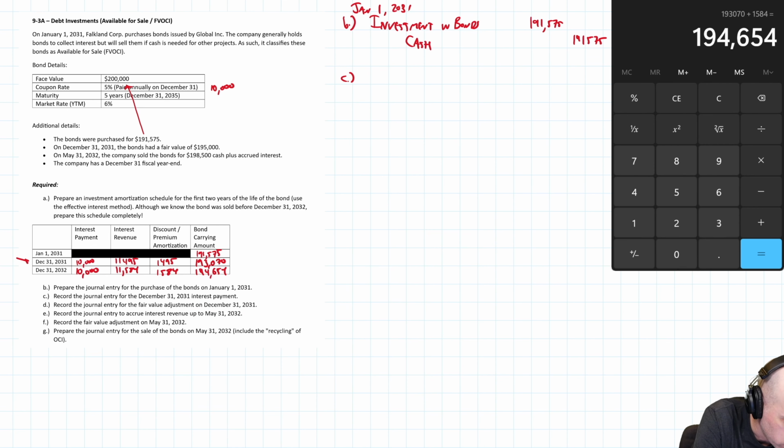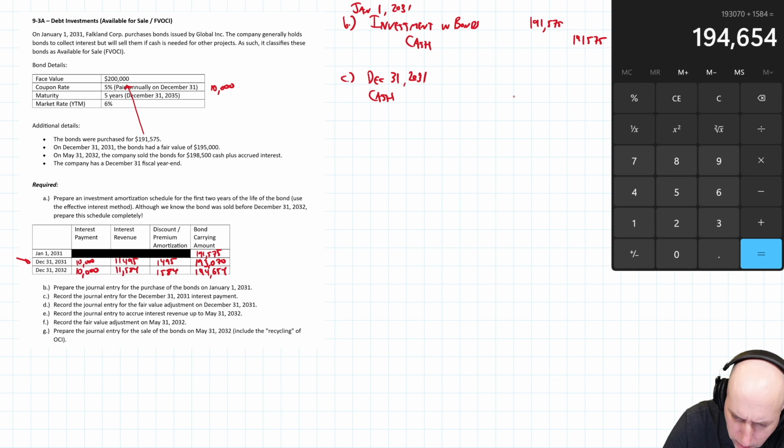Okay, that's that. On to C, it says record the journal entry for the December 31st, 2031 interest payment. This is where we use our effective interest table, December 31st, 2031. You can see the line there. So Dec 31, 2031, we get cash, debit cash, $10,000. I'm going to leave a line and I'm going to credit interest revenue, 11,495.